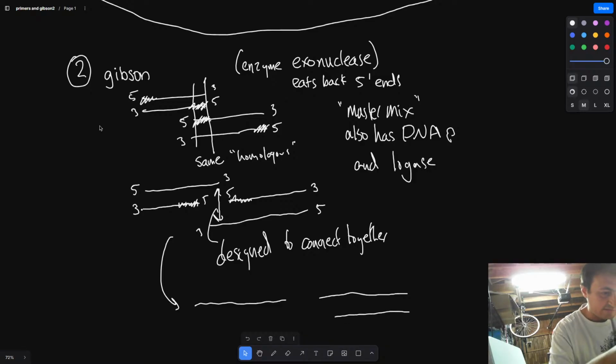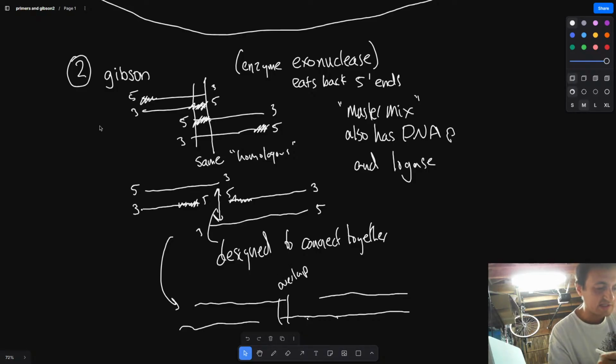So wait, let's see, how far does it need to go? Does it need to go to there? Maybe. And this is the overlapping region. Yeah, that works. Okay, so then this is the overlap.